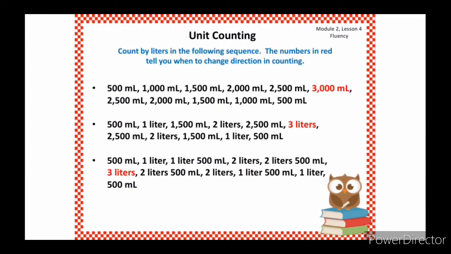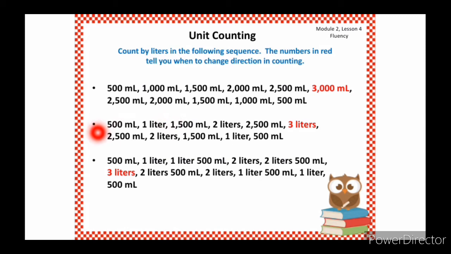Okay, now let's do a little unit counting. Here I have 500 milliliters. We're counting in 500s. So we have 500 milliliters, add 500, it gives us 1,000 milliliters, 1,500, 2,000 milliliters, 2,500 milliliters, 3,000 milliliters. Everything here is in terms of milliliters. And when you count down backward, you have 2,500 milliliters, 2,000 milliliters, 1,500 milliliters, 1,000 milliliters, and 500 milliliters.